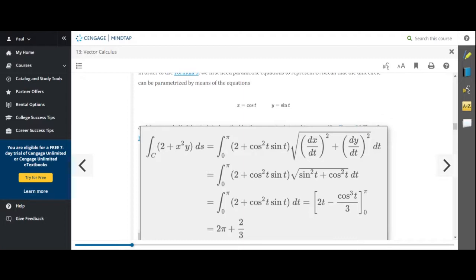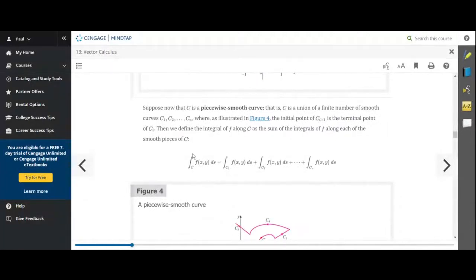And it turns out that the line integral of the function f along that curve C is equal to 2 pi plus 2 over 3. Okay? I mean, you've computed a line integral. Okay, are there any questions on that? All right, well then let's move forward if we're good here.